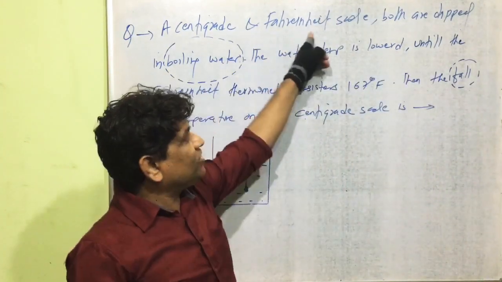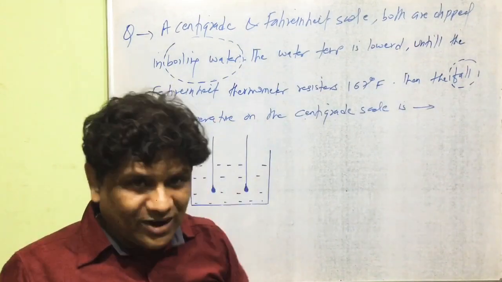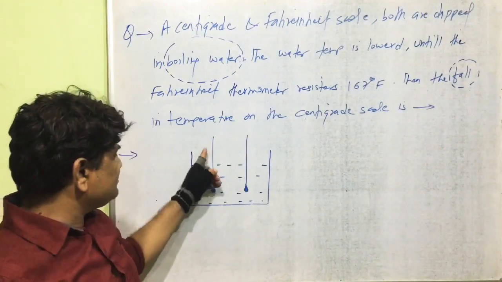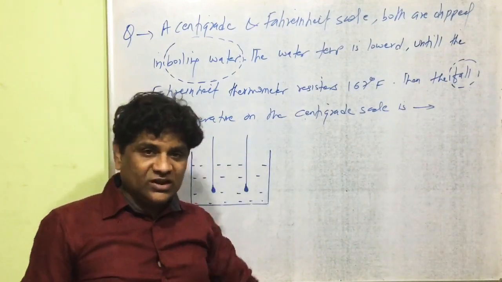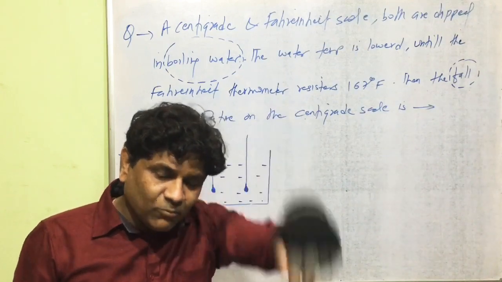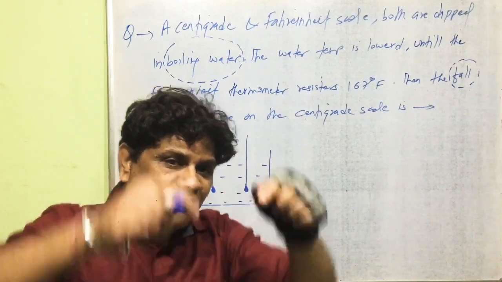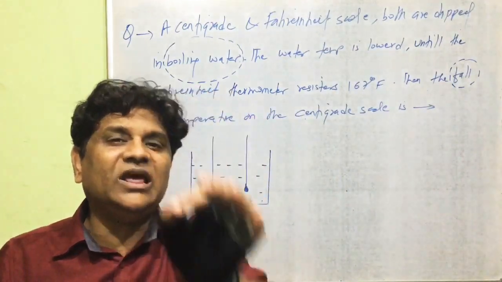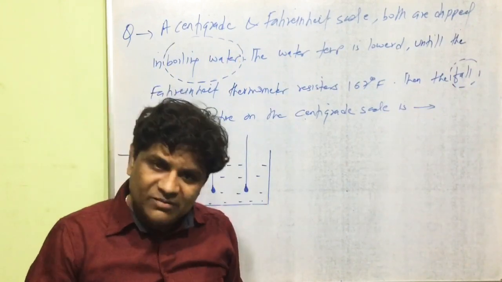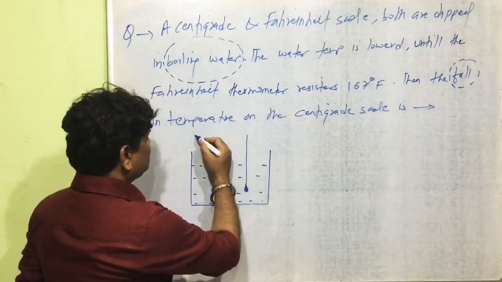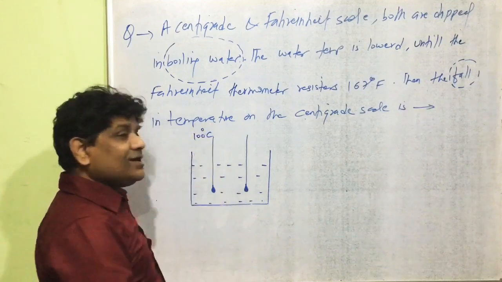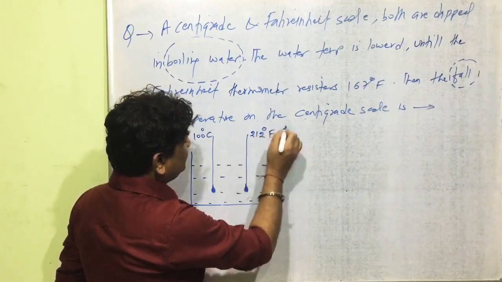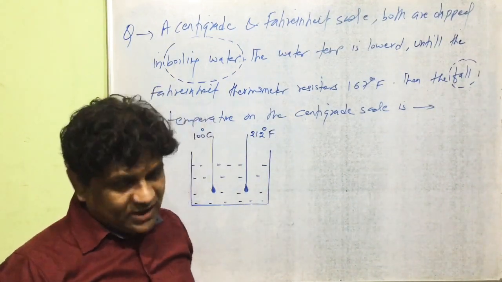Now, centigrade and Fahrenheit thermometers are both dipped in boiling water. We have taken one diagram on the board here. Suppose this is the centigrade scale and this is the Fahrenheit scale, and both thermometers are dipped in boiling water. What is the meaning of this? Initially both thermometers will be at the upper fixed point. The upper fixed point on the centigrade scale is 100 degrees Celsius, and on the Fahrenheit scale it is 212 degrees Fahrenheit.